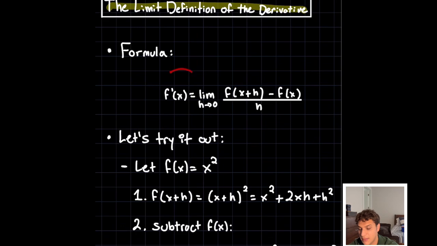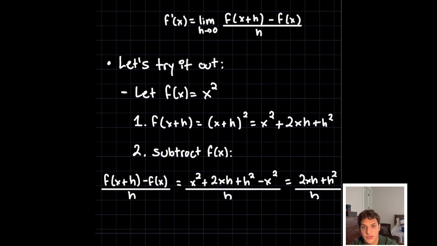Over here, I have the limit formula, which is the limit as h approaches 0 of f(x + h) minus f(x), over h. I like to call this a zoom-in formula. We zoom in infinitely close to define the slope at just one point. Let's try it out with the function x squared.